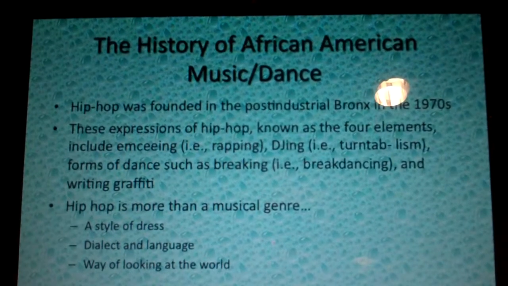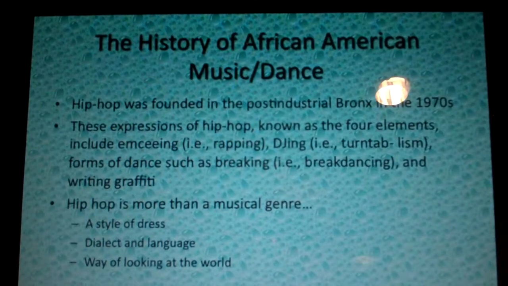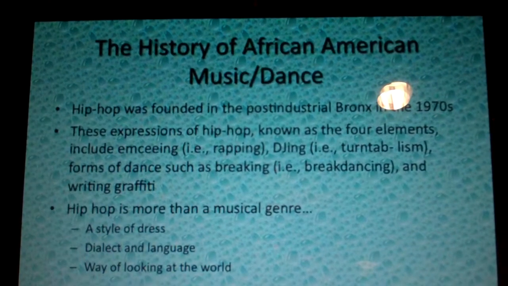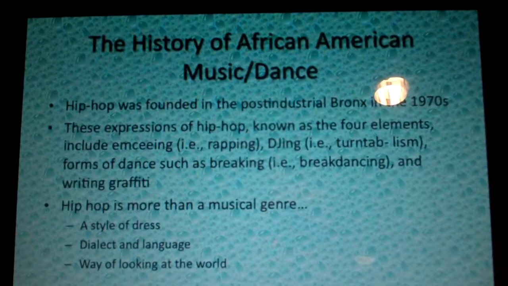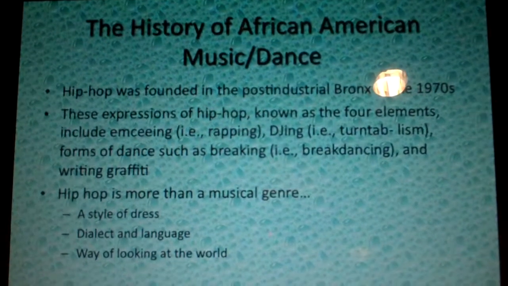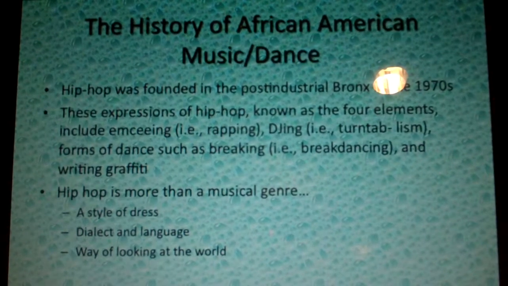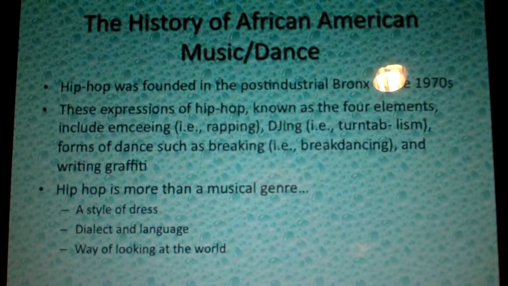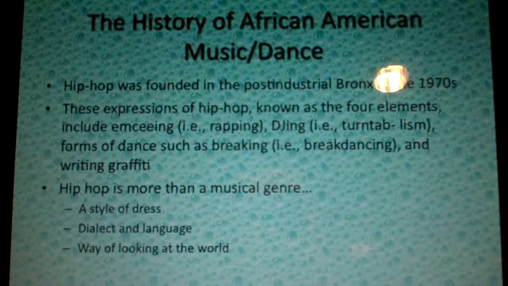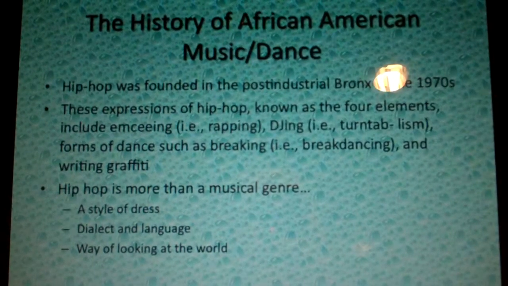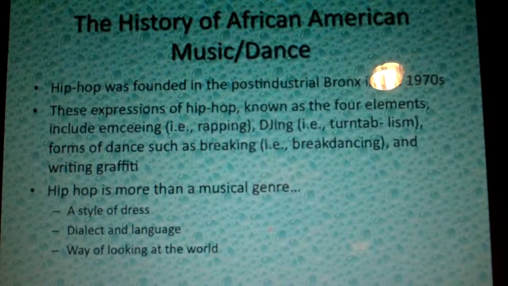Now taking a look at African American music and dance styles, we're focusing on hip-hop. And according to Framing and Reviewing Hip-Hop Educational Research, hip-hop was founded in the post-industrial Bronx in the 1970s. The expressions of hip-hop have four main elements, and these are MCing, for example rapping, DJing, for example turntablism, forms of dance such as breaking, for example breakdancing, and then writing graffiti.